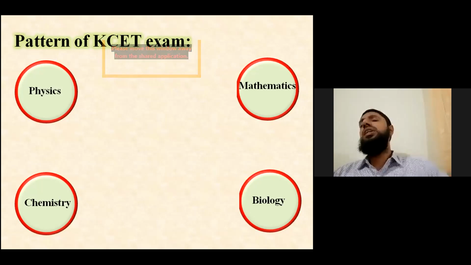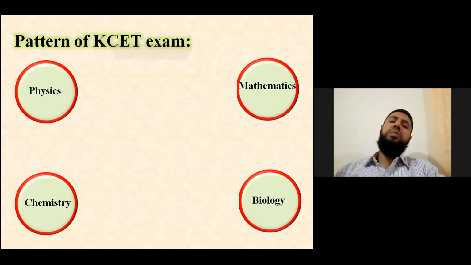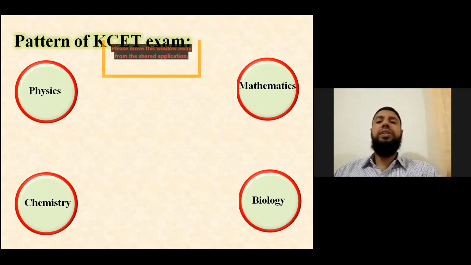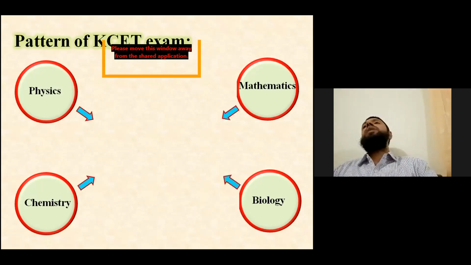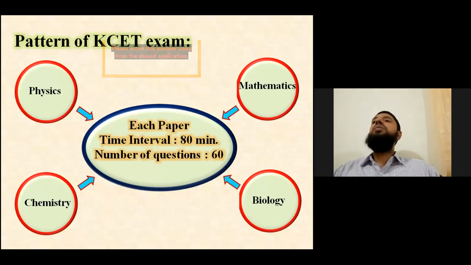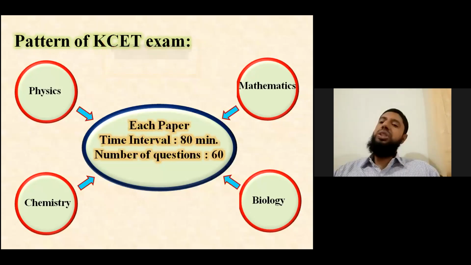But in Karnataka CET, the 4 papers will be quite different. The CET will be conducted for 2 days. In 1 day, you will have a morning session with 1 paper and an afternoon session with 1 paper. On the second day, you will have another paper in the morning session and another in the afternoon session, depending upon the timetable. Each paper will have a time interval of 80 minutes, and the number of questions will be 60 in each paper.